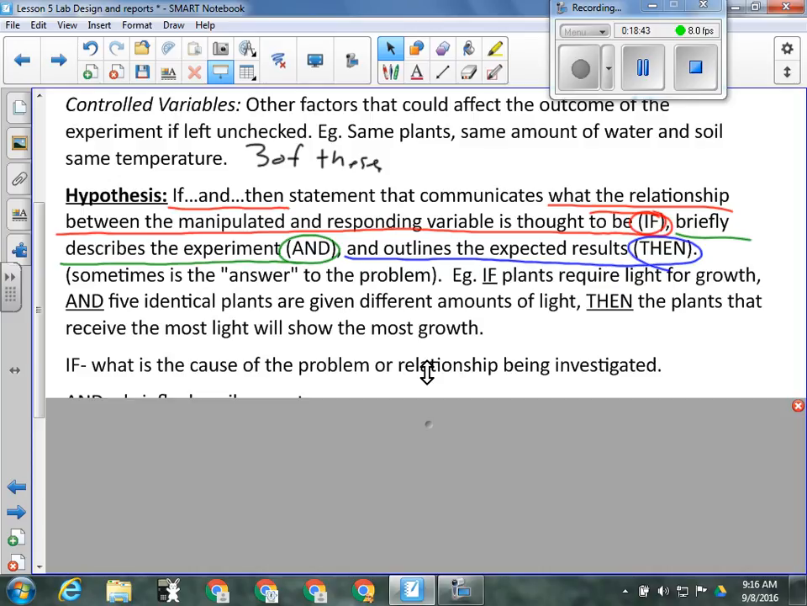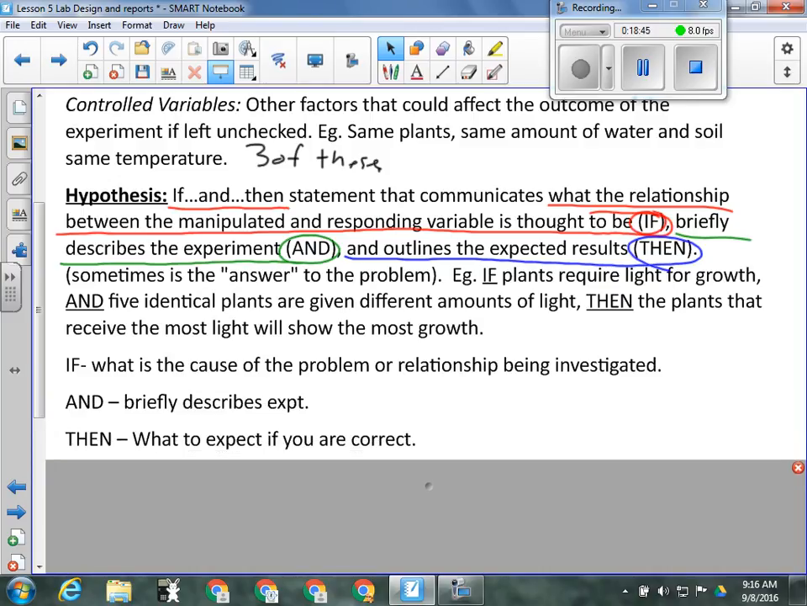So just again here to reiterate, what's in the if part? The if part is what is the cause of the problem or the relationship being investigated, and briefly describes the experiment. Then what do you expect if you are correct?